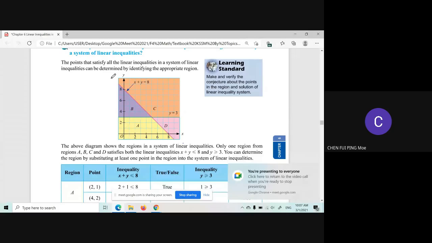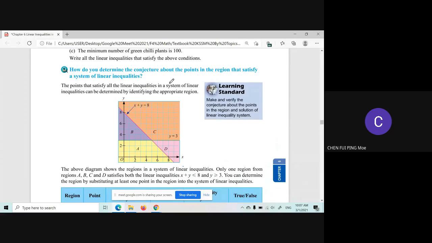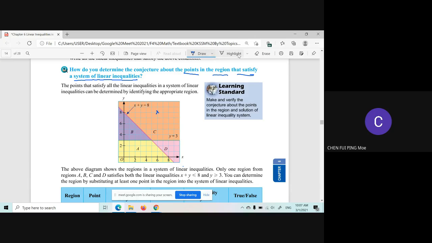Page 167. In this part, you will need to know how to determine whether a point in the region satisfies the system of linear inequalities or not. Previously, you only learned one inequality, right? If the point falls in that region, then it satisfies the inequality. Now you have more than one inequality, so how do you determine whether the point satisfies both inequalities or not?